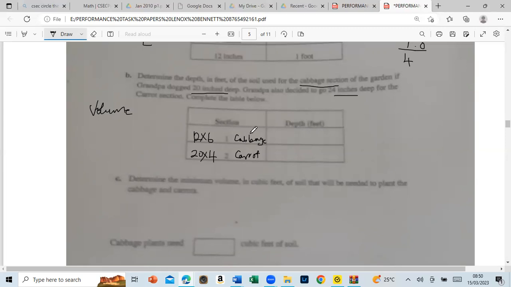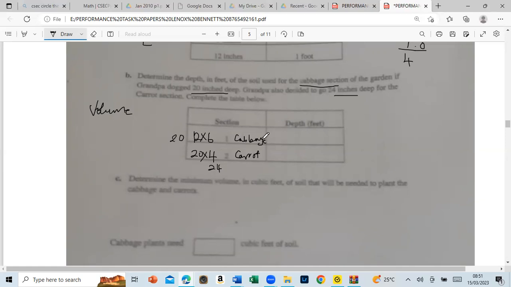Alright, so they did tell us that, right? They said determine the depth in feet of the soil used for the cabbage section of the garden. Grandpa decided to go 24 inches deep for the carrot section. So the carrot should be 24 and 20 for the cabbage.